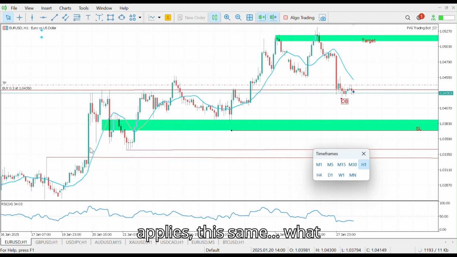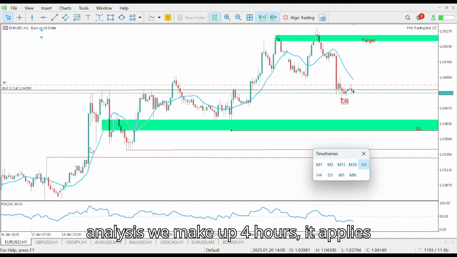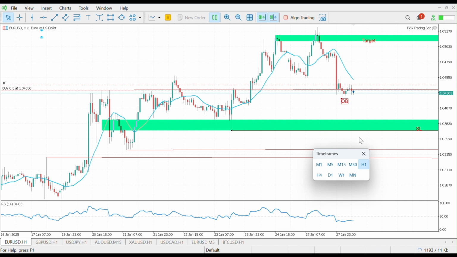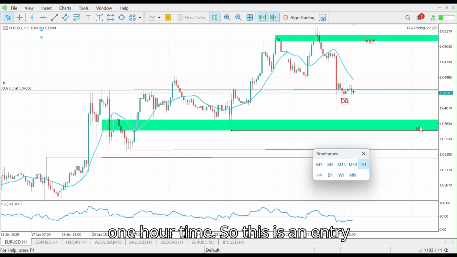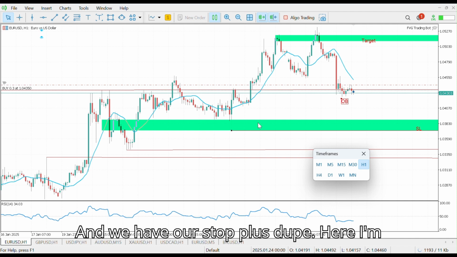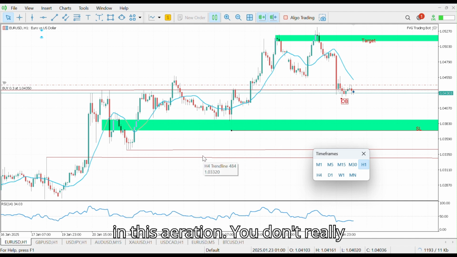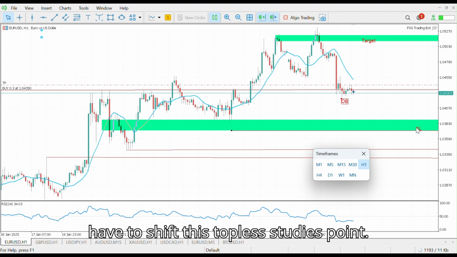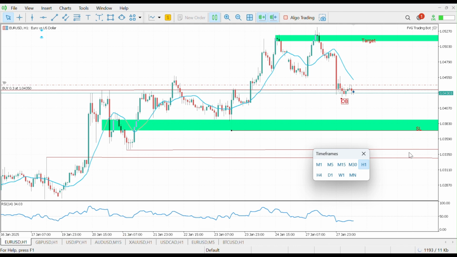This same thing applies. This is the same entry and exit on the analysis we make on 4 hours. It applies on the 1 hour time frame. So this is an entry point, and we have our stop loss to be around this area region. We only have to shift this stop loss to this point.